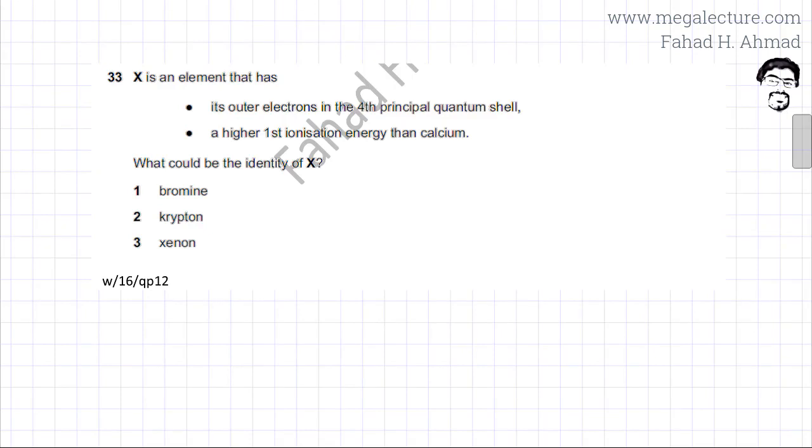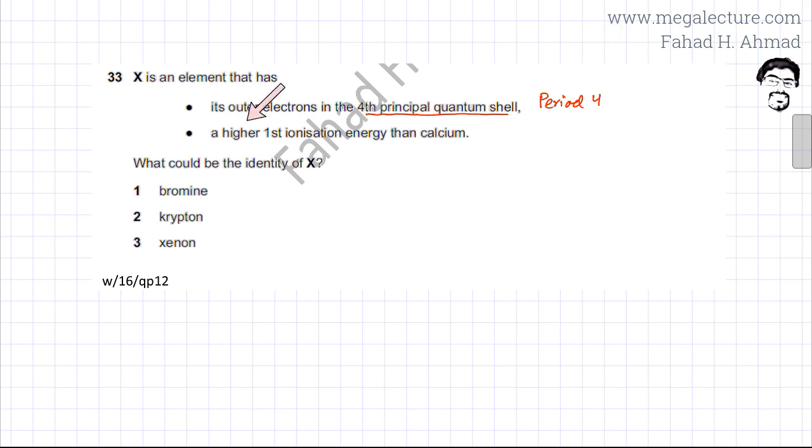The following question reads that X is an element that has its outer electron in the fourth principal quantum shell. So its electrons are in the fourth shell, which means that it must be in period 4. Remember, elements that are in period 4 always have 4 total shells.